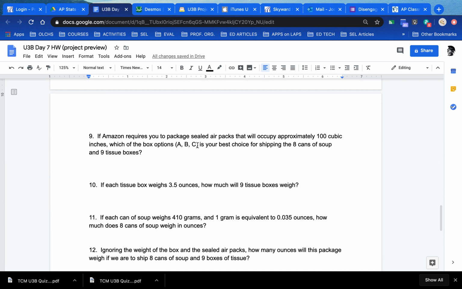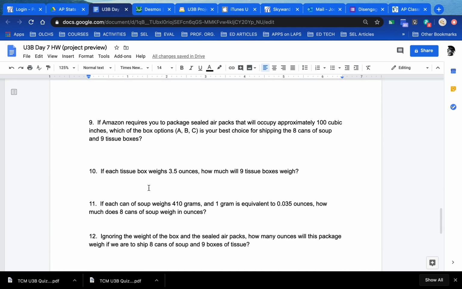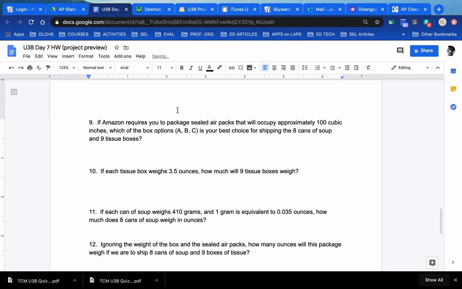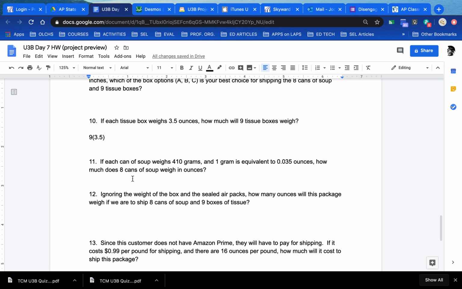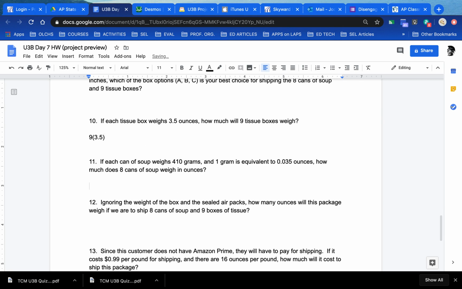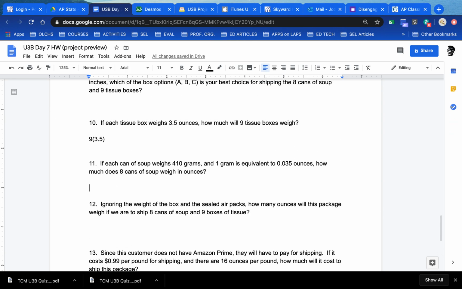Now, question 10, each tissue box weighs this. How much will 9 weigh? Again, that's just multiplying. You're just doing 9 times 3.5 and getting that answer. Number 11, each can of soup weighs 410 grams. There's a conversion that happens here too, and then we kind of move on from there.